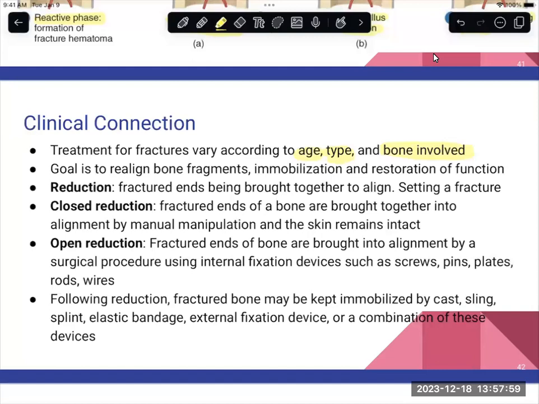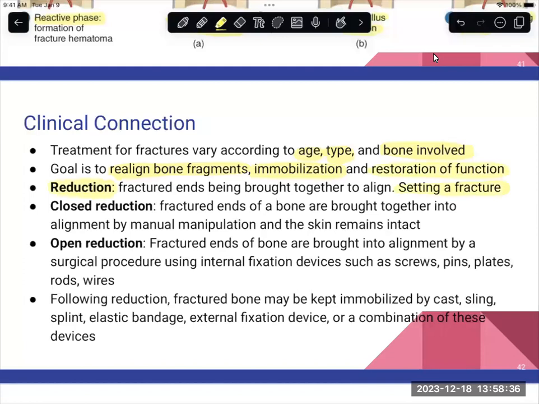If you've got a lot of bone fragments, they want to realign them. Put everything back into that straight line so that bone can reform the correct way. They immobilize it, prevent you from moving it, so that those bones can heal in a straight line the way they're supposed to. And then they work on restoring function. So they do a reduction of that fracture, setting it so its bones are lined up the way they should be again.